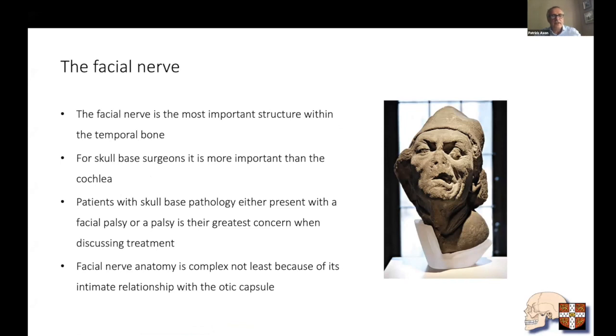The facial nerve is probably the most important structure within the temporal bone, and there's a reason for that. Skull-base pathology is unilateral, it's not bilateral, and therefore it affects just the one cochlea. So you always have hearing on the other side. So patients aren't too worried about the potential for hearing loss. What they are particularly worried about is facial palsy. And that's because you have normal facial function on the contralateral side, and that makes facial palsy that much worse.